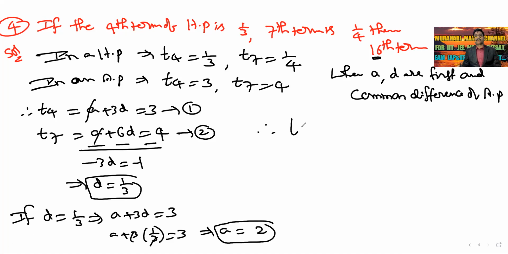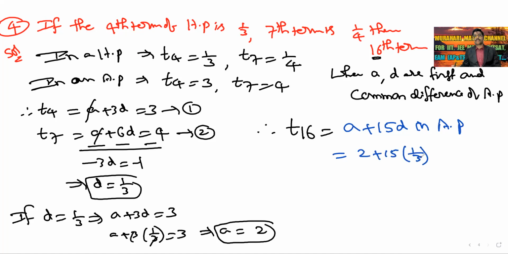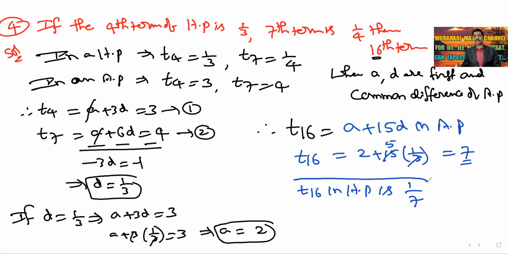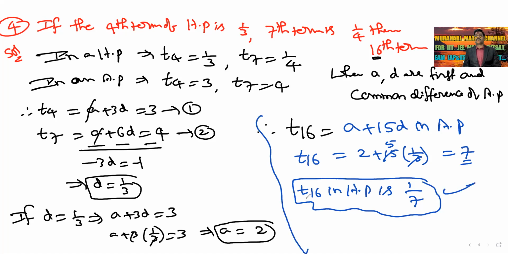But our target is T16, the 16th term. So the 16th term is A plus 15D. This is the AP formula. A value 2, 15 into D value 1/3. It will be 2 plus 5, 7. So the 16th term in AP is 7. The 16th term in HP is 1/7. The reciprocal of an arithmetic progression is a harmonic progression. So what is the answer? 1/7.